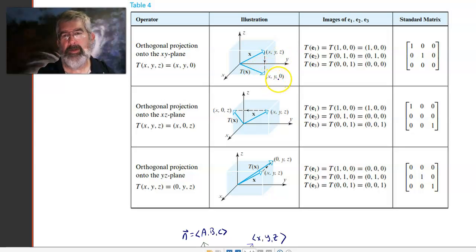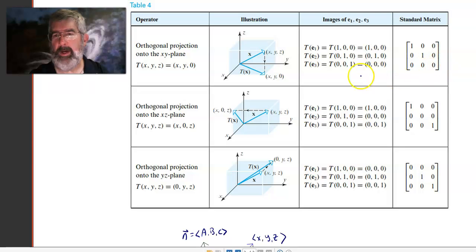So now I have 3 outputs. The first output is 1 times x plus 0 times y plus 0 times z. That's the 1, 0, 0. The second output is 0 times x plus 1 times y plus 0 times z. That's the 0, 1, 0 there. And the third output is 0x plus 0y plus 0z. And that's what we get across here.